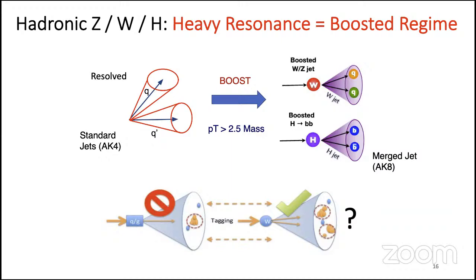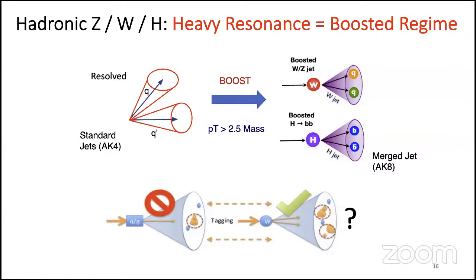So for this analysis, we can identify two kinds of decays. The so-called resolved, where we identify in the detector two small jets separated perfectly, and the boosted event, where we see in the detector only one energetic fat jet or merged jet.